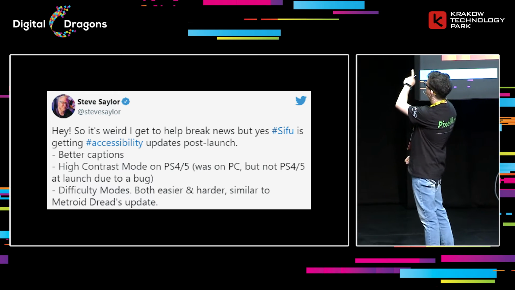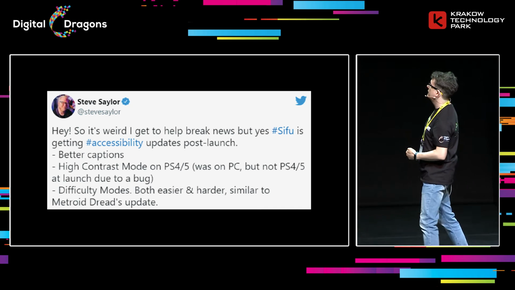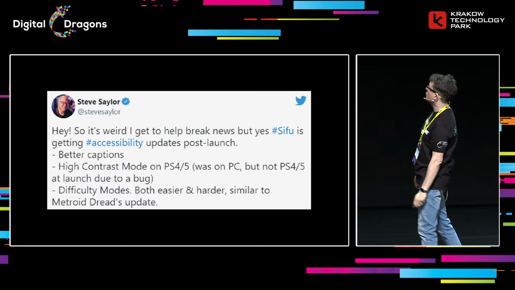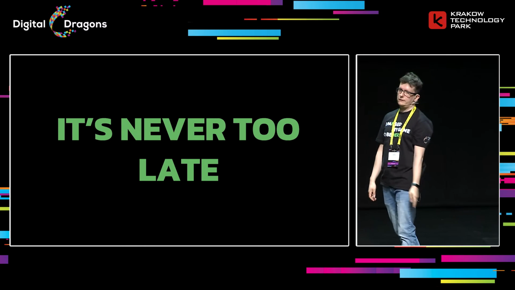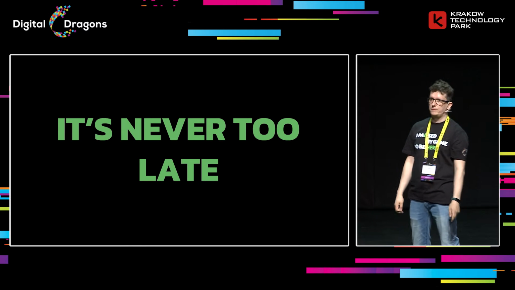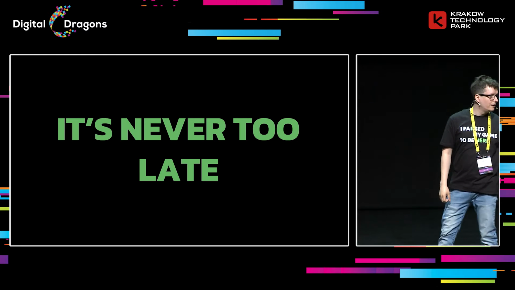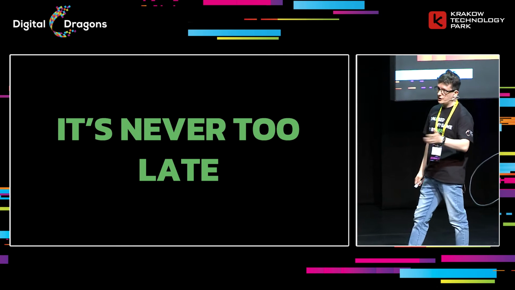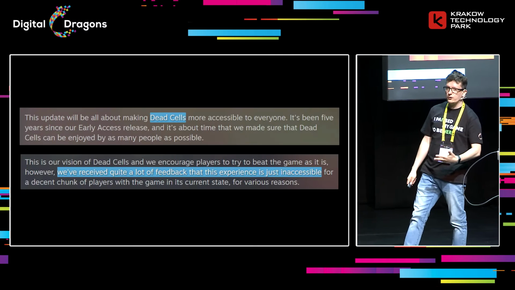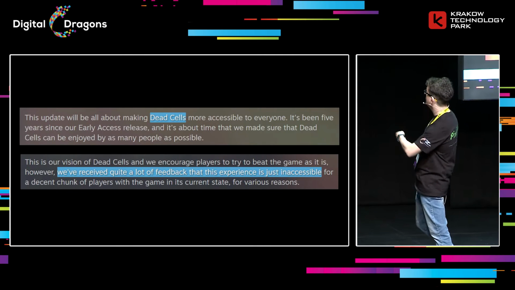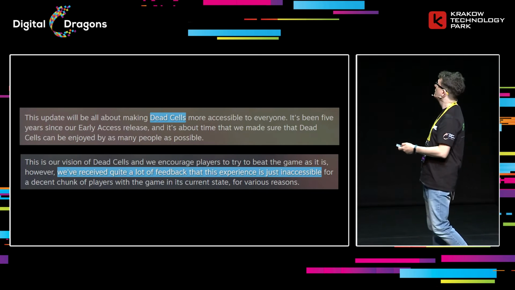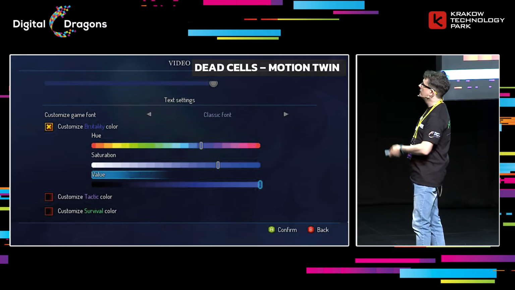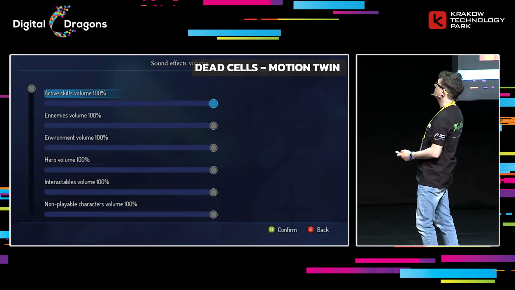Also, for example, Sifu, it's not that old a game, it's a few months old. They are adding accessibility features. So it's never too late to make your game better. You can always do it, and I can easily prove it to you, because there are more games that are adding those features after years, like Dead Cells. They are like 5 years on the market or something like this, and they are adding accessibility features, like the option to change the colors, and change the volumes of different things in the game.